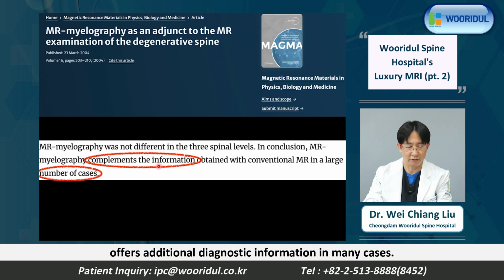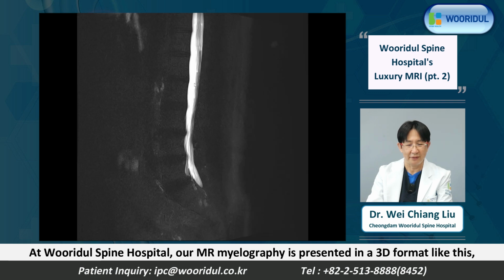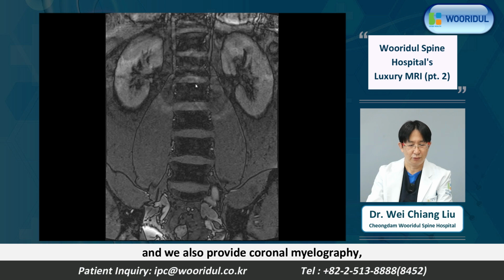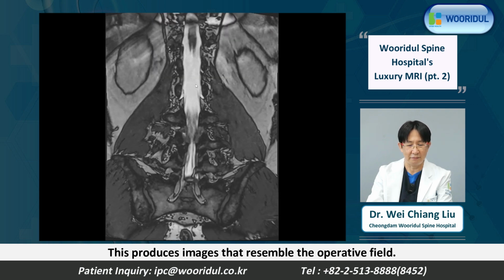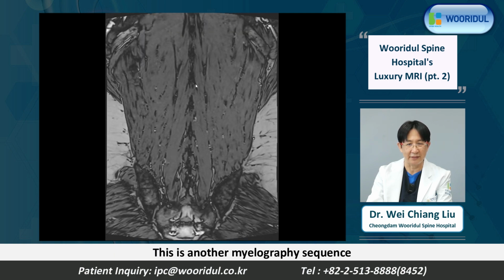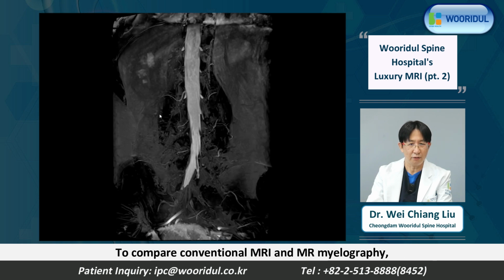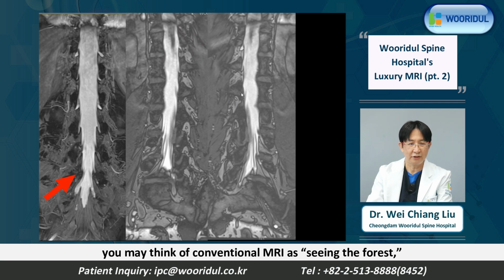many cases. At Wooridul Spine Hospital, our MR myelography is presented in a 3D format like this, and we also provide coronal myelography, which allows us to assess surrounding structures. This produces images that resemble the operative field. This is another myelography sequence that visualizes the surrounding vessels through a different imaging setup. To compare conventional MRI and MR myelography, you may think of conventional MRI as seeing the forest, while MR myelography allows you to see the trees.